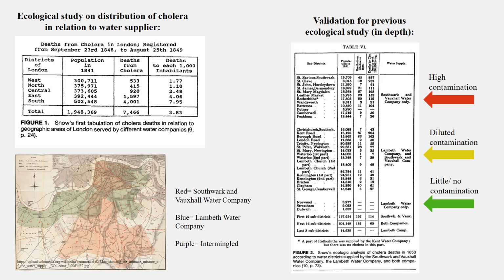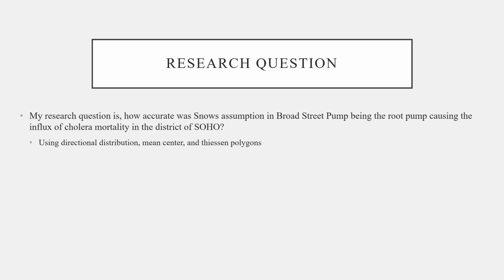He noted that the spatial clustering of cases was around one pump in particular, the Broad Street pump. And upon inquiry of other deaths not within close proximity to that pump, he discovered that it was used far more often than previously thought. Now, my research question is: how accurate was Snow's assumption that the Broad Street pump was the root pump causing the influx of cholera mortality in the district of Soho?